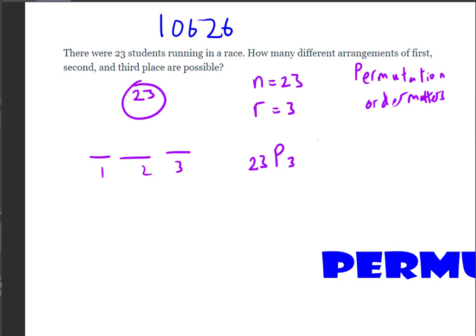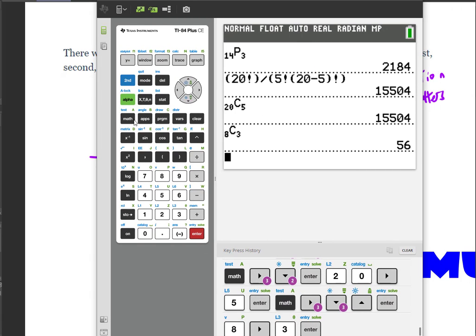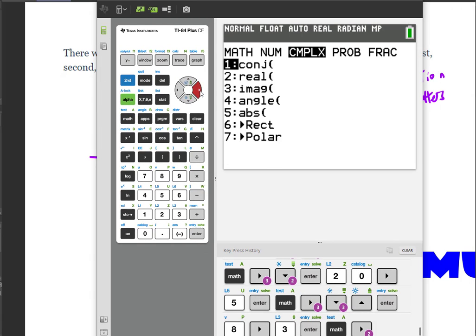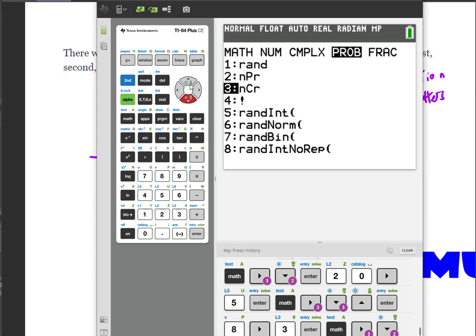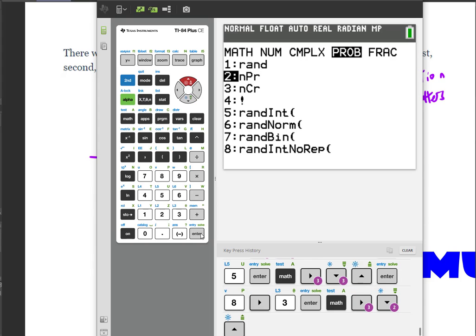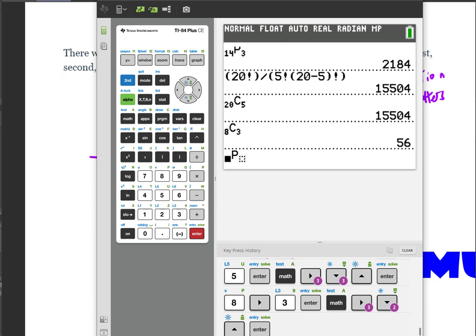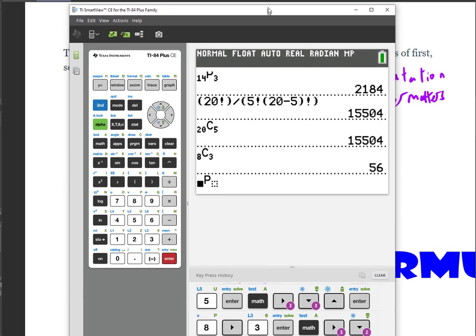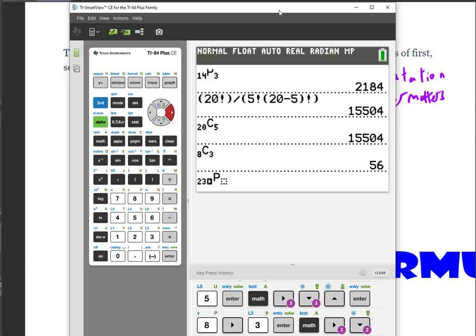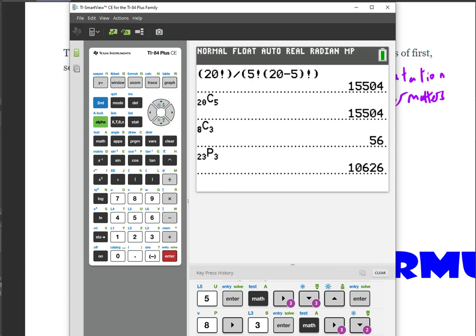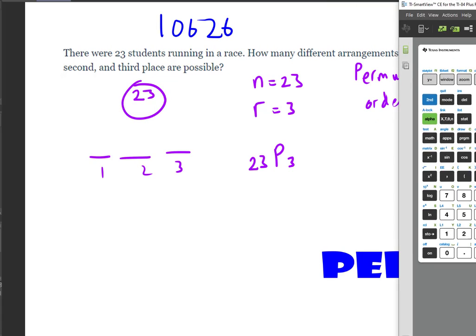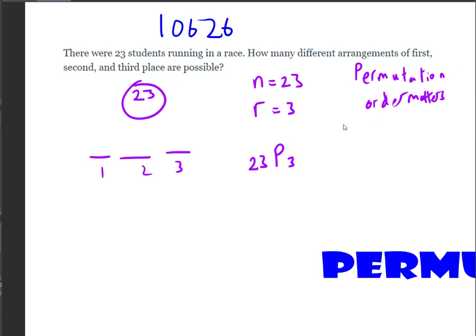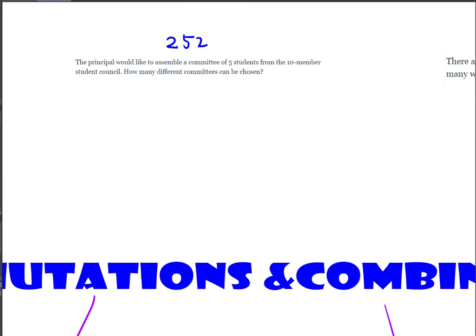And once again, if you type that into your handy dandy calculator, I should go to math, probability, nPr, because we're doing permutation this time. So I am doing 23P3. Enter. 10,626. Winner, chicken dinner.